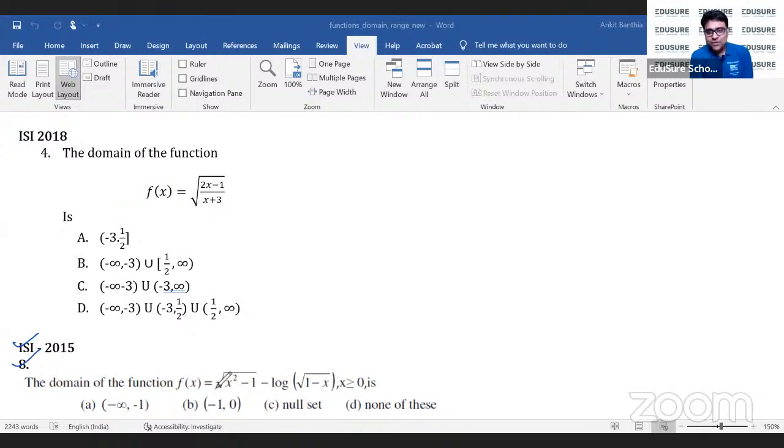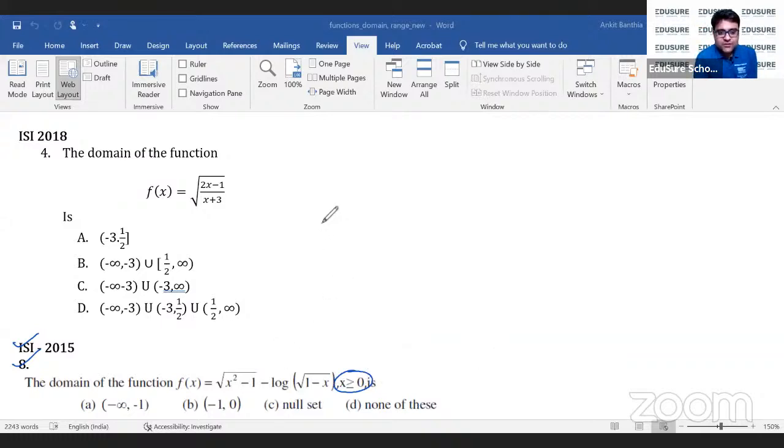So f(x) is equal to root over x square minus 1 minus log of root over 1 minus x, x is greater than equal to 0. This is what many of you have not seen. Whoever has marked the answer as A and B, you've not seen x is greater than equal to 0. Okay, it's hiding somewhere in the question itself.